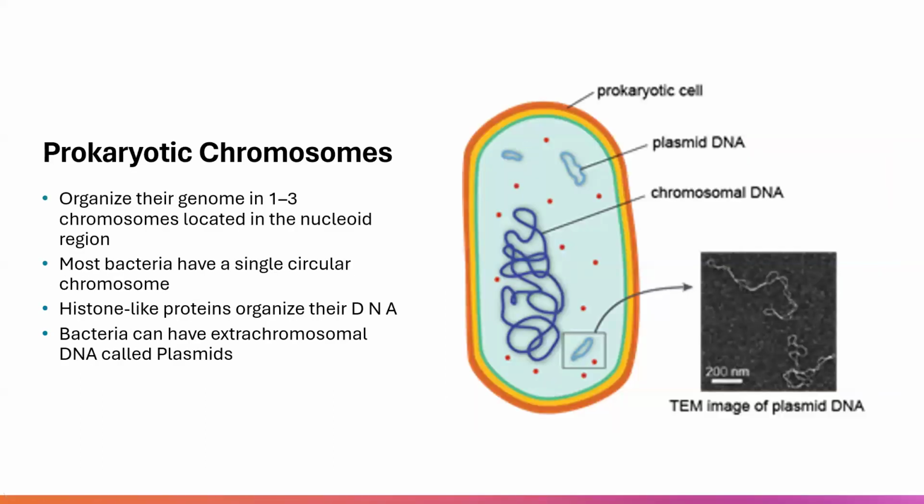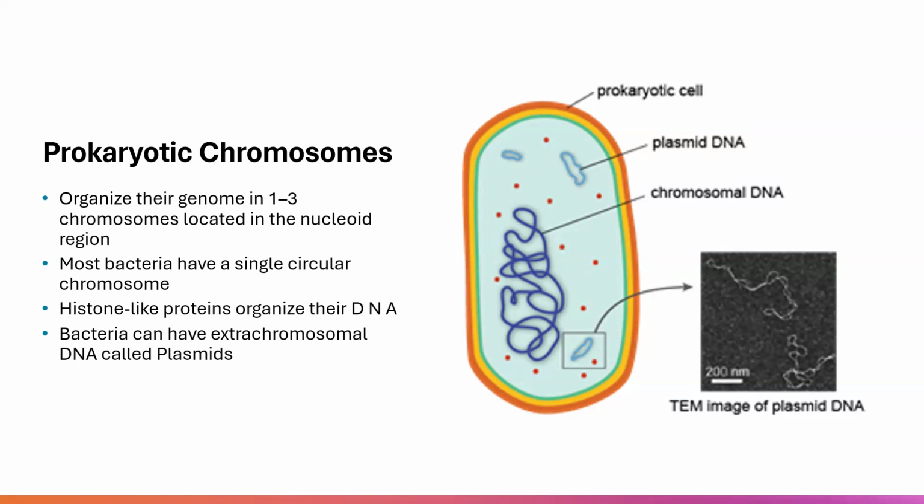Prokaryotic chromosomes are going to be circular chromosomes. They're usually only going to have one, while some can have two or three chromosomes. And they have these histone-like proteins, which allow the DNA to coil around them in the nucleoid region of the cell, but they are not membrane bound.